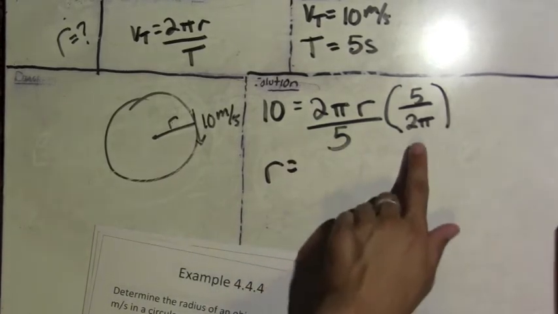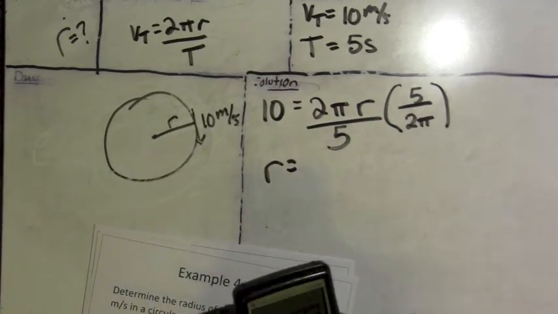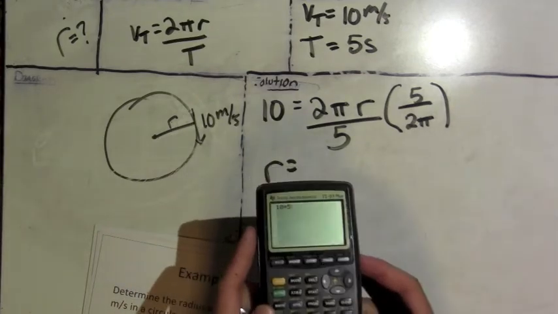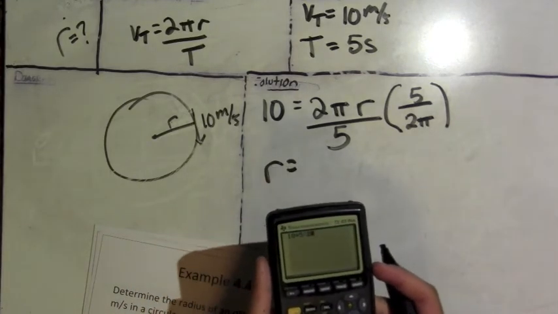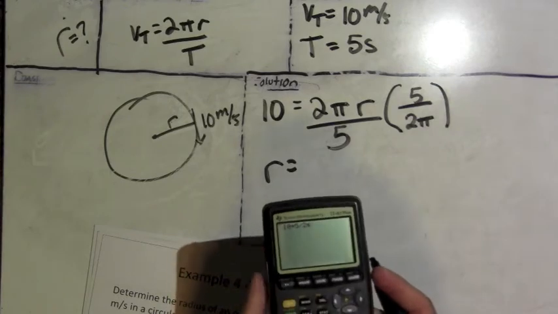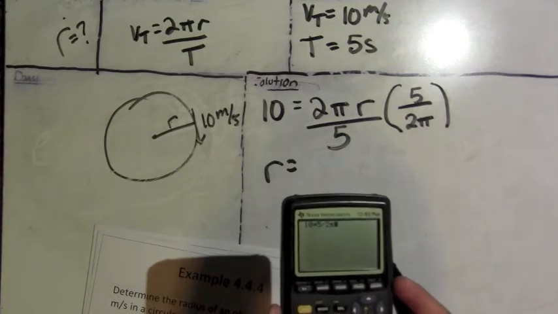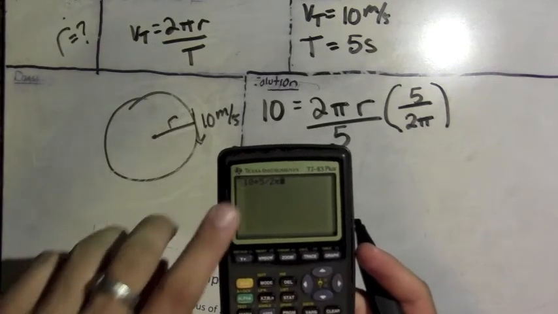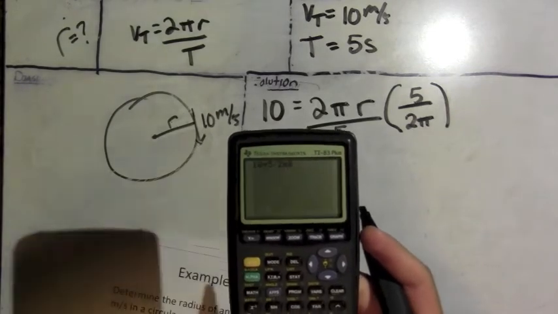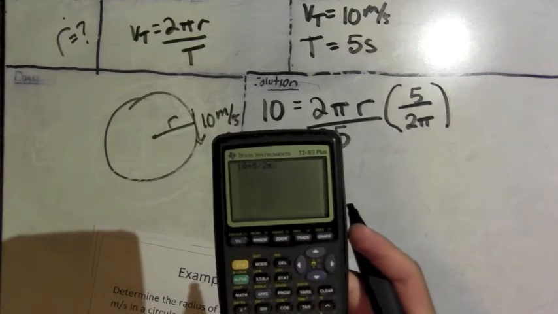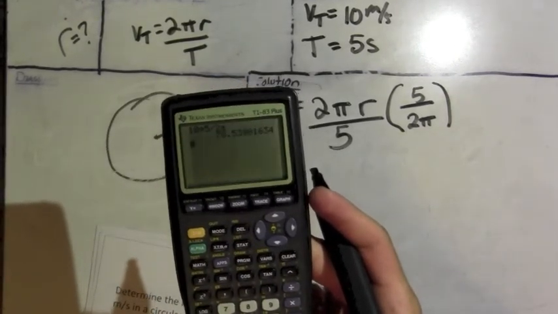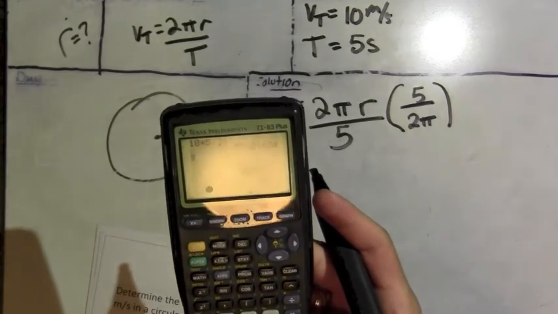Now, the reason why I did it this way is I wanted to show you this. When I take 10 and multiply it by 5, that's fairly easy for the calculator to do. When I divide it by 2 pi, like that, I'm actually going to get the wrong answer. The reason for that is that the calculator is not taking this pi and putting it on the bottom. It's saying, take 50, divide by 2, and then multiply by pi. So if you look right there, I get an answer of 78.5.